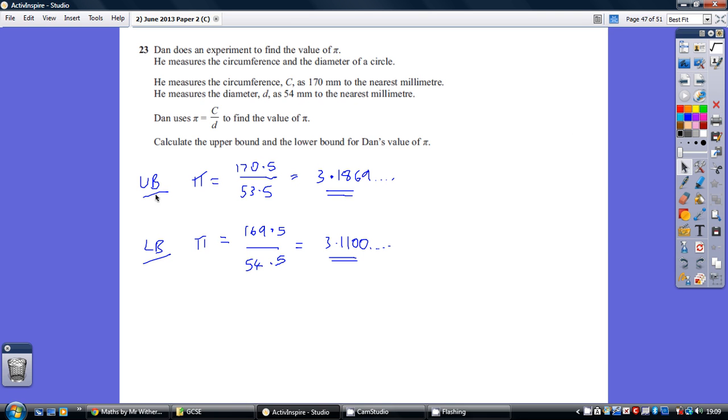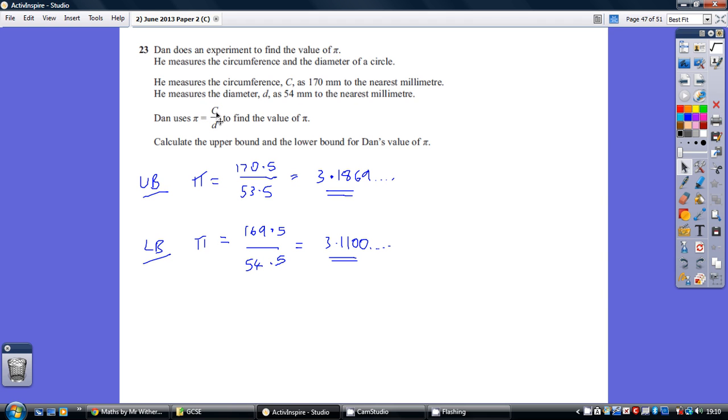So the upper bound for pi is the absolute biggest number that pi could be. Now pi is worked out by dividing c divided by d. Now to make this as big as possible, c has to be as big as possible, but d has to be as small as possible. Okay, just go over that again. So for pi to be as big as possible, you want the numerator to be as big as possible, but the denominator to be as small as possible.